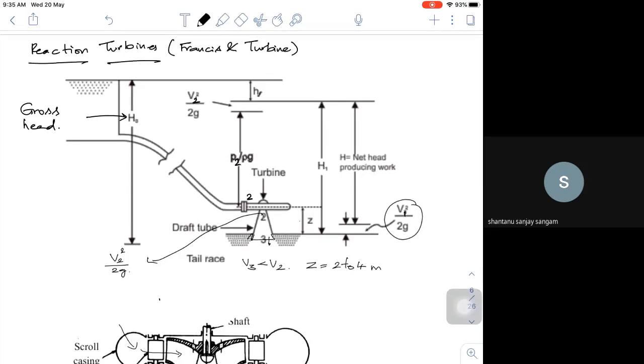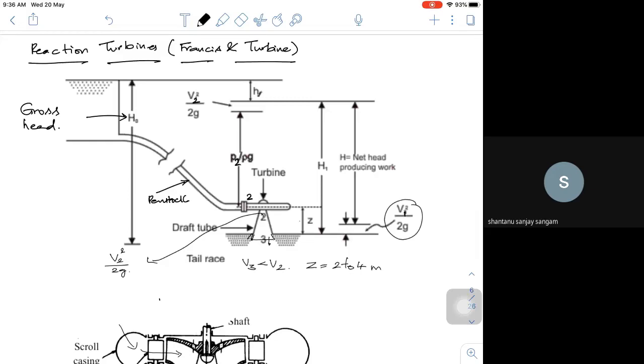You have a gross head, and the head will be much smaller compared to your Pelton wheel. For the Pelton wheel we used to have around 300 meters, 400 meters, 500 meters. Here it may be 20 meters, 50 meters, or 100 or 200 meters, much lesser than the head for a Pelton wheel. At the same time, we do have a penstock. This is a penstock which carries the water from your storage or reservoir to the turbine.